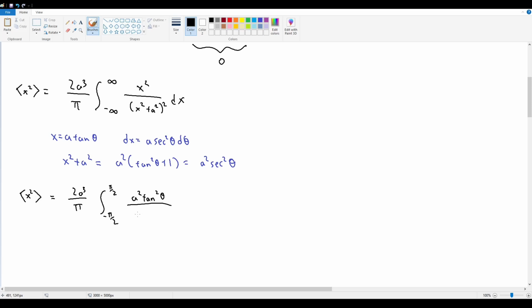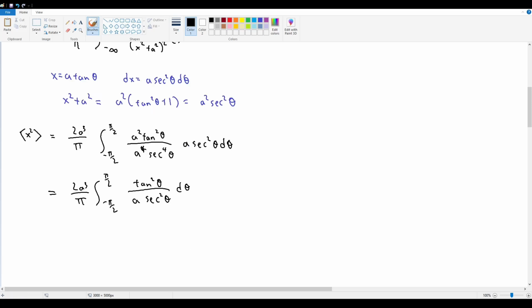At the bottom, you get a squared, or let's just write it out fully, a fourth secant fourth theta. And then on top, dx becomes a secant squared theta d theta. Okay, now let's do some cancellation. A and a squared make a cubed. That's going to cancel at the bottom. So that's going to get the integral from negative pi half to pi half of tangent squared theta. Secant squared and secant fourth cancel to make secant squared on the bottom, d theta.